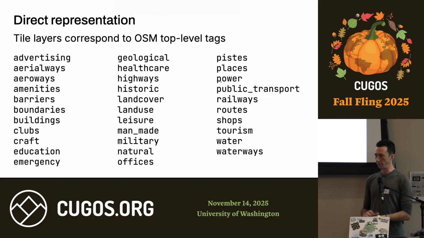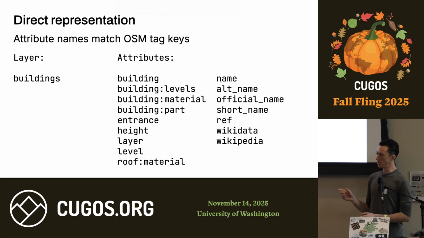I talked about how Sourdough doesn't really transform the OpenStreetMap schema, it just presents it directly. So OpenStreetMap has this concept of top-level tags, which are like categories that most stuff in OpenStreetMap will fall into one of these categories. And Sourdough just exposes each of those categories as a tile layer, which is like a named collection of features in the tile. And within each of those tile layers, all of the features will have a set of attributes that are one-to-one with OpenStreetMap tags that would be relevant for that kind of feature.